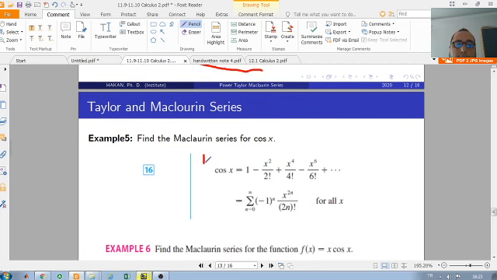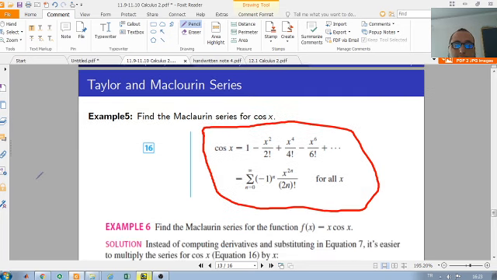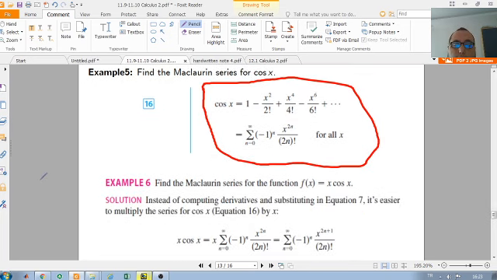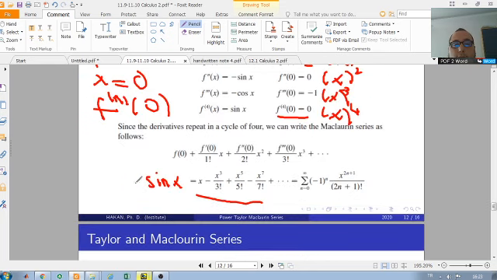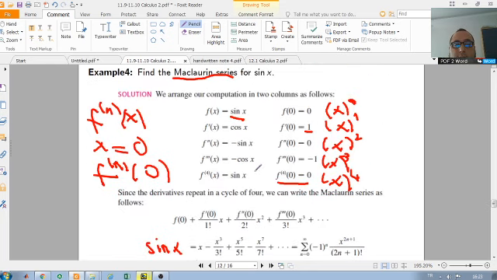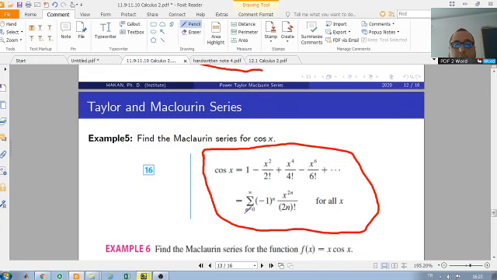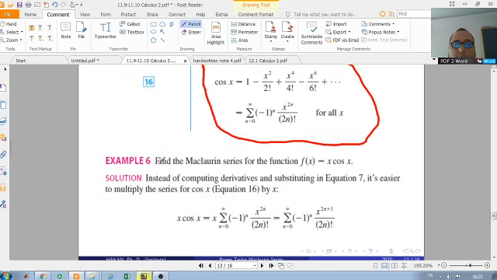Similarly, you can find the Maclaurin series for cosine x. This is your homework. Please do this homework at your homes. You will follow the similar way of sin x to find the Maclaurin series for cosine x.